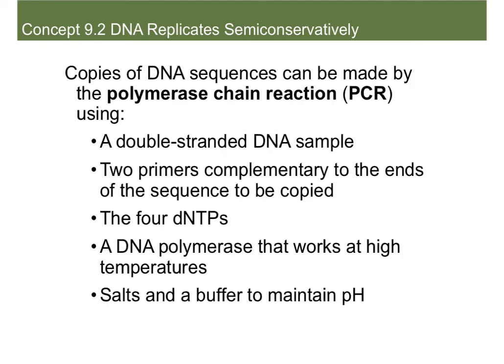Some really cool gene technology that we're going to talk about real quick is polymerase chain reaction, or PCR. This is where copies of DNA sequences can be made from a double-stranded DNA sample. You can take 2 primers complementary to the ends of the sequence that you're going to try and copy. Combine that with the 4 deoxyribonucleotide triphosphates, a DNA polymerase that's going to work at high temperatures, and salts in a buffer to maintain the pH.